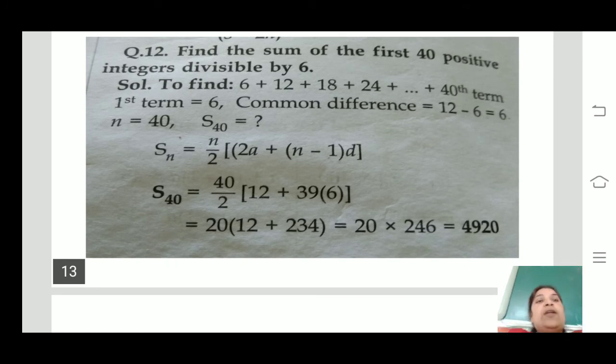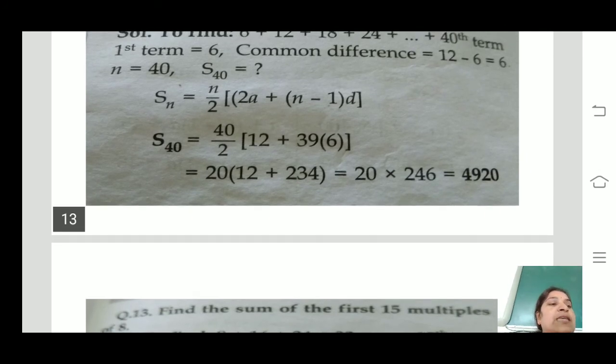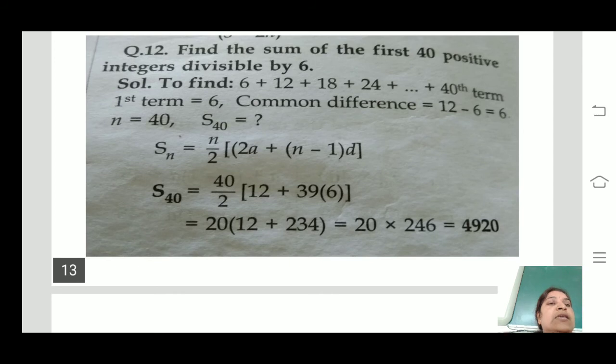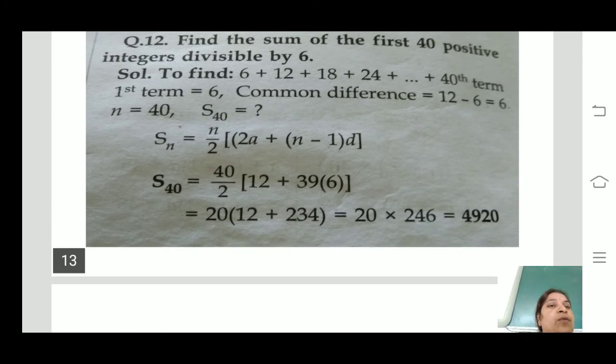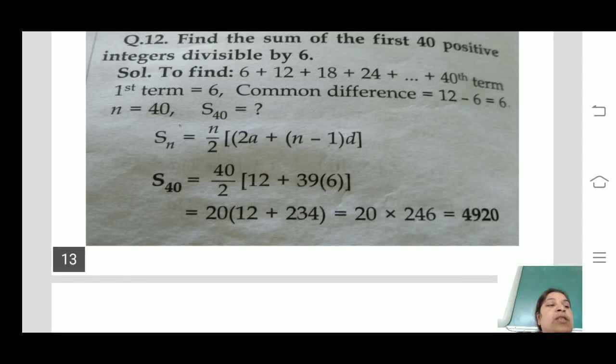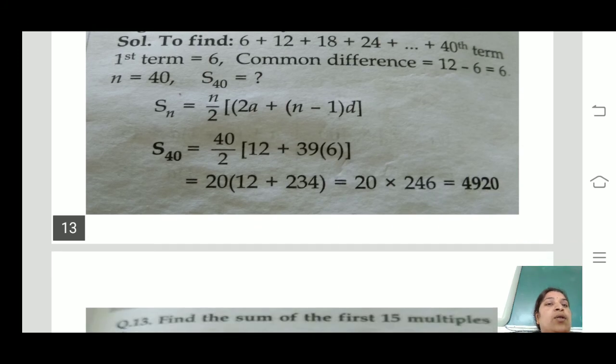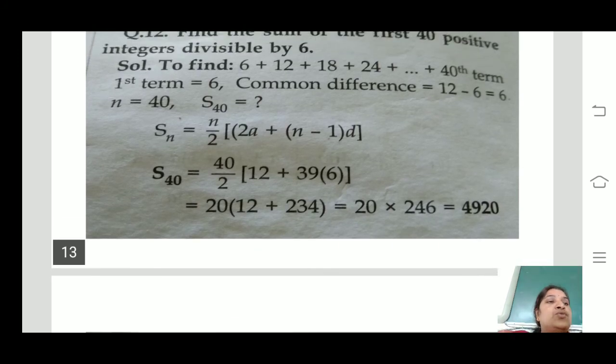Okay. Now, what will be the first term? Obviously 6. As all are multiples of 6, the common difference D equals 6. 40 terms are given, meaning n equals 40. We need to find the value of S40. We know the formula for Sn: n by 2 in bracket 2a plus n minus 1 into D. Replacing all values, we get S40 equals 4920, which is the required answer.